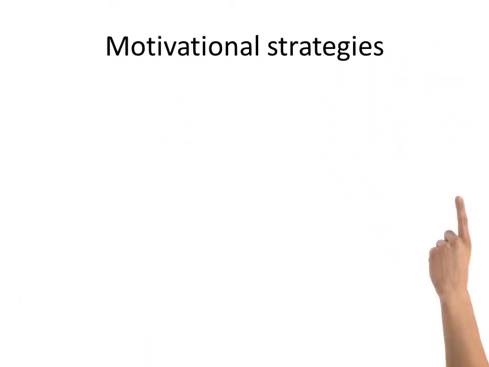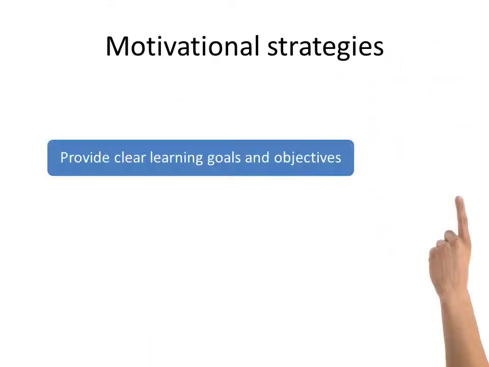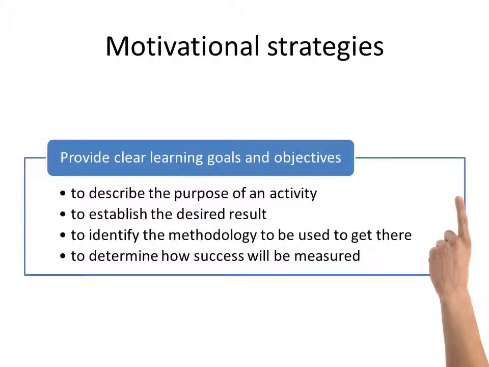The first motivational strategy that I chose is to provide a clear learning goal and objective. So the learning objectives are not different than goals because they serve four main purposes. The first one is to describe the purpose of an activity or intervention. Second, to establish a desired result. Third, to identify the methodology to be used to get there. And fourth, to determine how success will be measured.